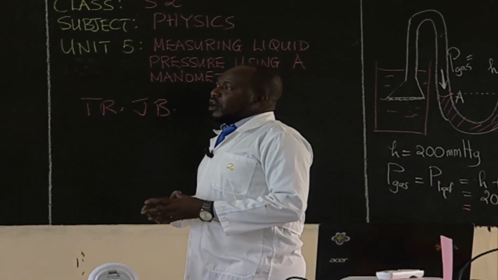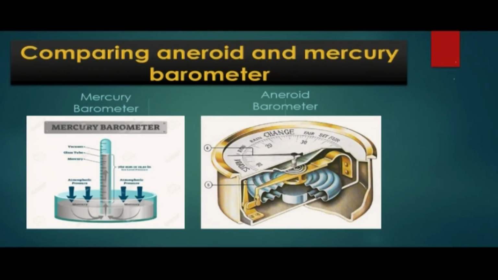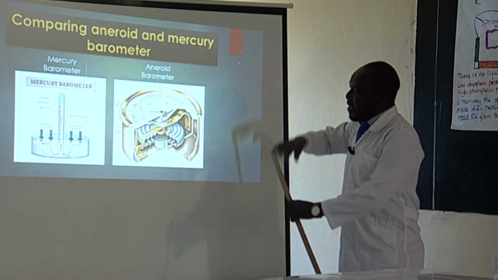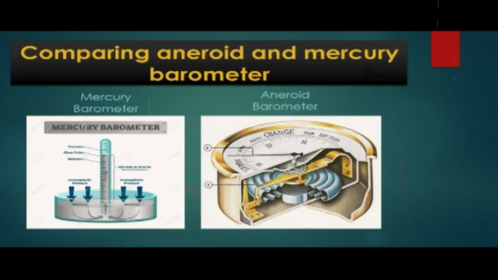Then the next one will be comparing aneroid and mercury barometers. We want to compare those two. Remember, mercury barometer is this. There's a long test tube inserted inside a petri dish, and there's mercury inside. We have looked at that already. So this is mercury barometer.